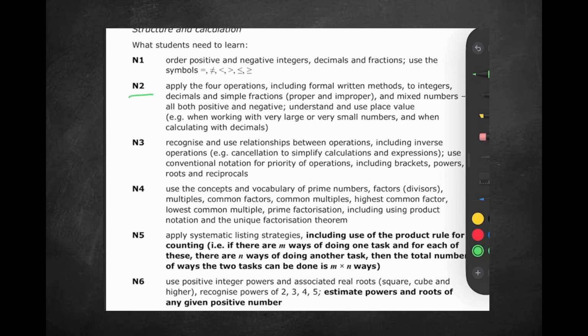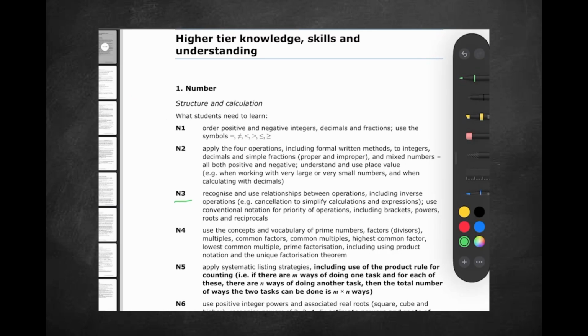And like I mentioned, you're going to get these sort of problems within the deeper, more complex questions anyway. So these should be relatively nice marks to pick up at the start of the paper. Now, if we look at N3, recognize and use relationships between operations, including inverse operations, e.g. cancellation to simplify calculations and expressions. Use conventional notation for priority of operations, including brackets, powers, roots, and reciprocals. So as with the first 2 points, this is very much a general description of tackling problems that will come up in many of the questions on the paper.